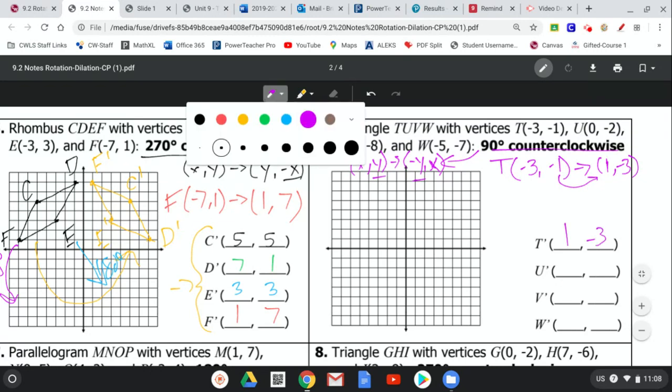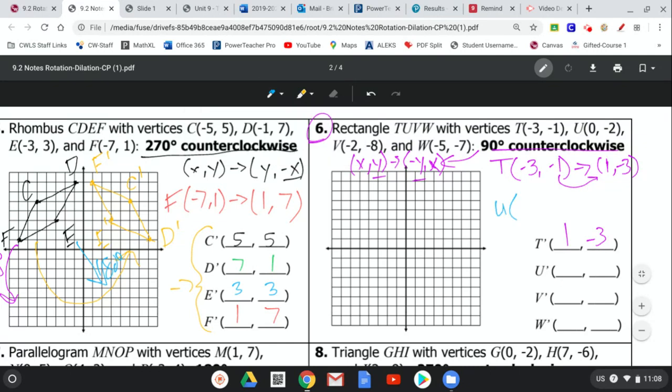Now, if we move on to U at (0, -2). This is where with 0, 0 is neither positive nor negative, okay? So 0 just remains 0. That 0 is the x coordinate, so it's going to move into the second position over here, and we just leave it as 0. We don't change it. Please do not try to put positive or negative 0. 0 is neither positive nor negative. So that -2 moves into the first spot, and we change the sign to 2. So for U prime, it's going to be (2, 0).